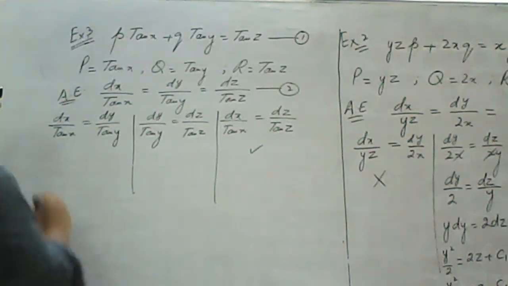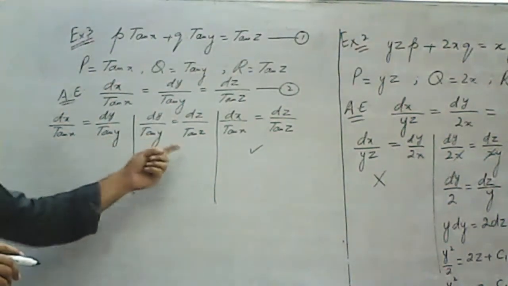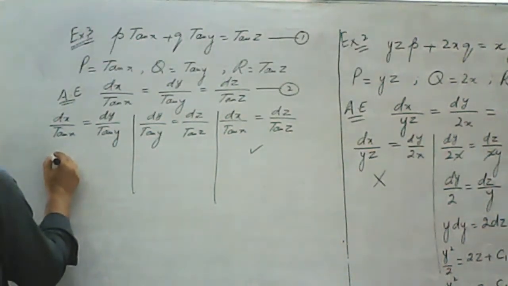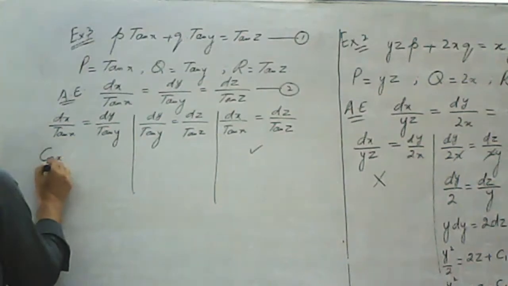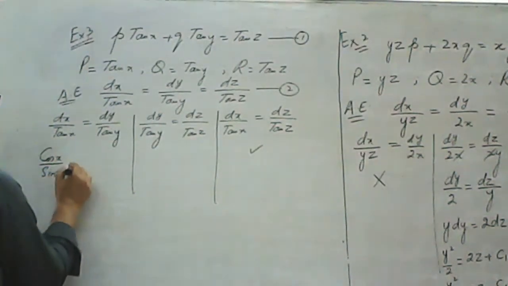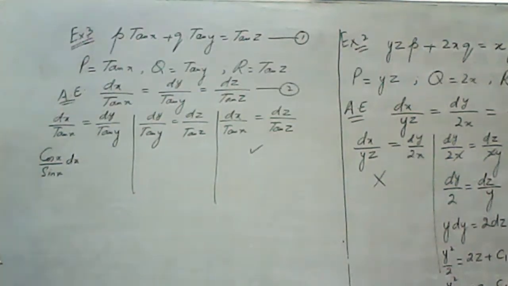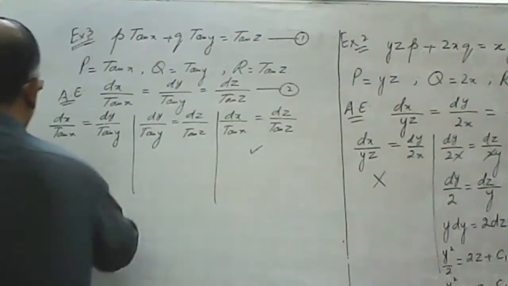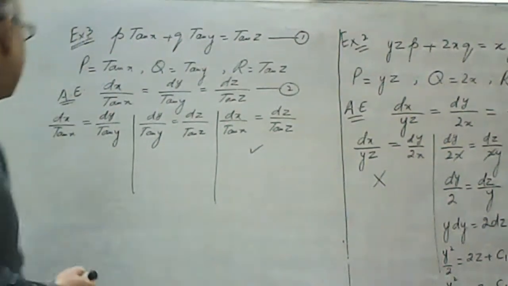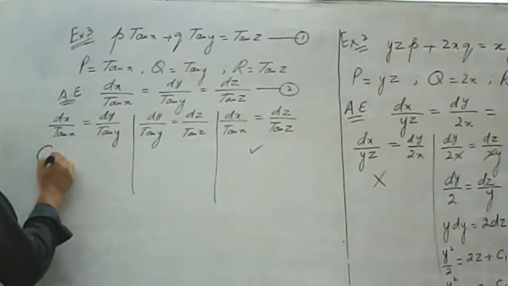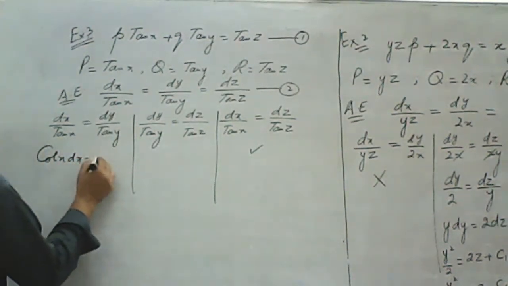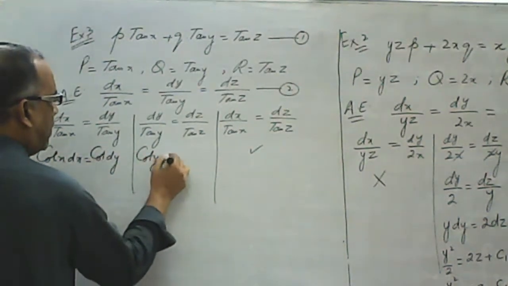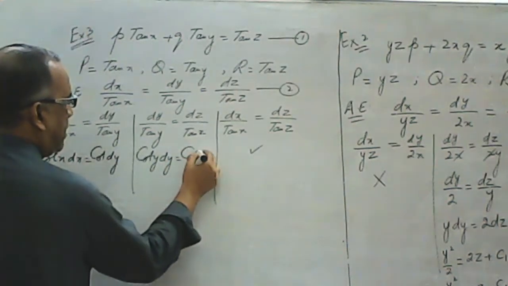So this is, again, the case of separable variables. So if I write in this form, cos x upon sin x dx. Let me give you the idea why I write this: because tan x is in the denominator, if I move tan x to the numerator, it becomes cot x. So cot x dx equal to cot y dy. Here it will become cot y dy equal to cot z dz.